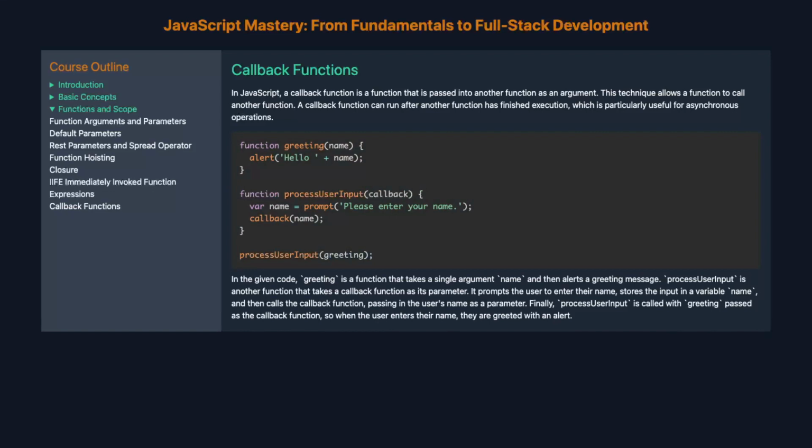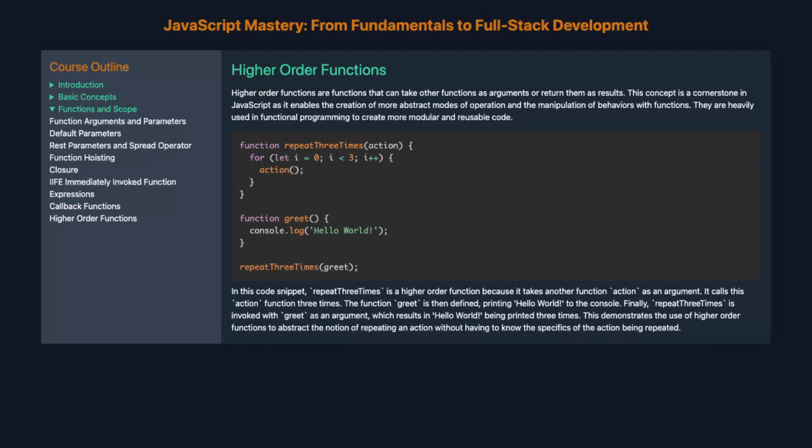In the given code, greeting is a function that takes a single argument name and then alerts a greeting message. processUserInput is another function that takes a callback function as its parameter. It prompts the user to enter their name, stores the input in a variable name, and then calls the callback function, passing in the user's name as a parameter. Finally, processUserInput is called with greeting passed as the callback function, so when the user enters their name, they are greeted with an alert.